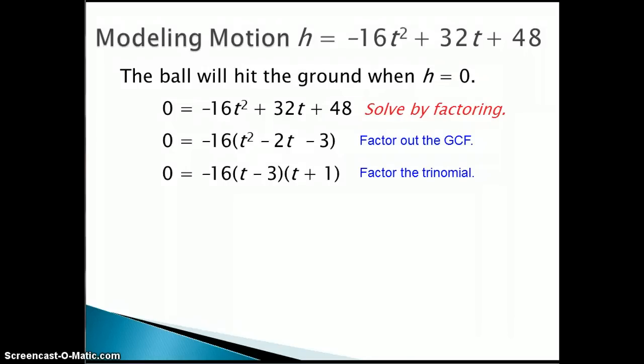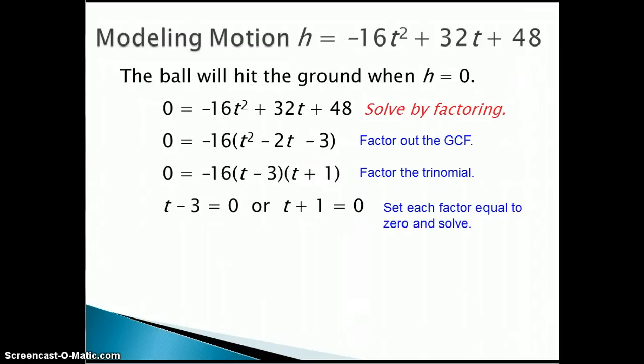Once we have it factored, then we apply the zero product principle. The only way that this product will equal 0 is if at least one of these factors equals 0. Well, negative 16, which is the GCF, is a factor, but there's no value of t that would ever make that equal to 0. So we don't have to worry about setting that equal to 0. Instead we take the other two factors, the t minus 3, set that equal to 0, and then take the factor of t plus 1 and set that equal to 0 as well. If we solve these two equations, we're going to have solutions of positive 3 and negative 1.